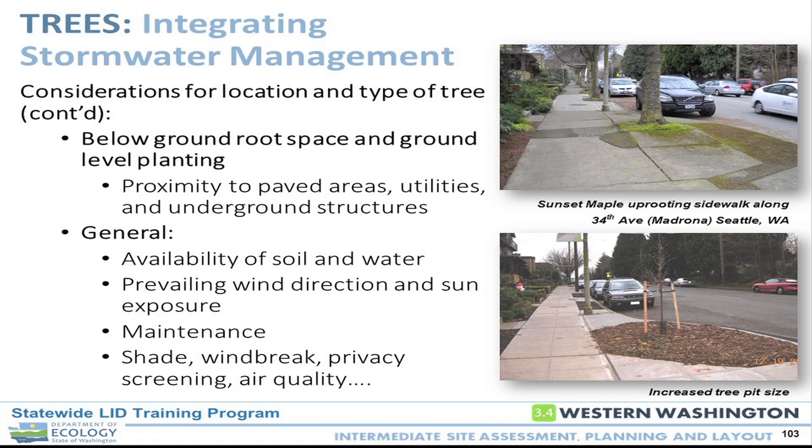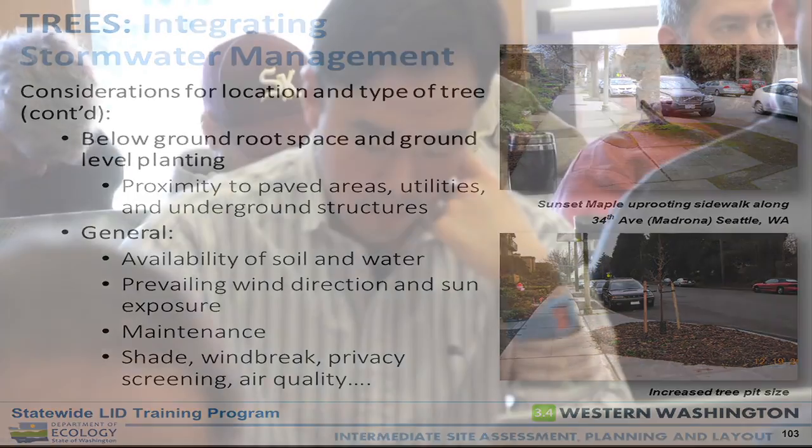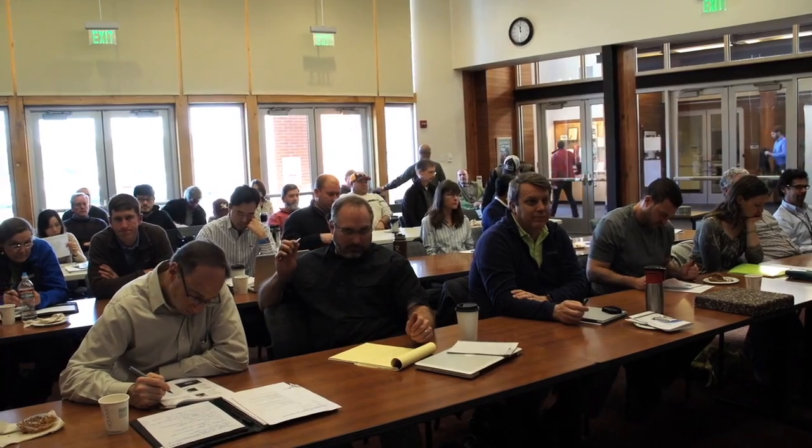The methodology here is to reduce that adjacent impervious surface by some percentage of the tree canopy, and that depends on whether it's evergreen or deciduous. Its location to pavement is not only important for the health of the tree, but also for your credit. You need to consider availability, obviously, soil and water, sun, wind, the maintenance, shade, all those things. Just like all of the practices we talk about, important upfront assessment.